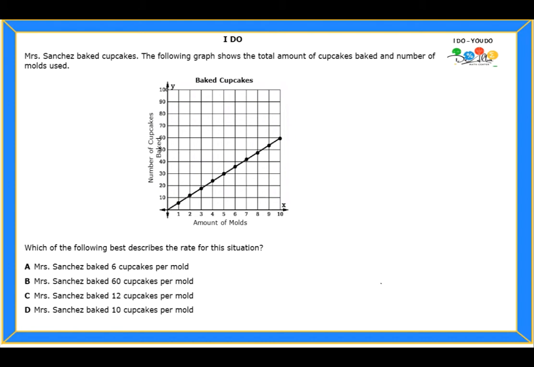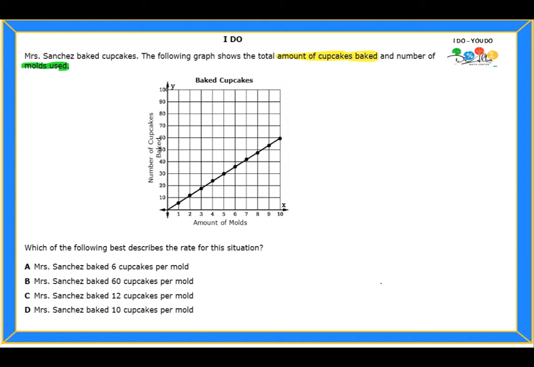Okay, so let's see what they are comparing here. It says that Mrs. Sanchez is baking cupcakes, right? And it's giving you some kind of graph for you to compare how many she bakes and the number of molds that she uses. Is that correct? So this one says the amount of cupcakes that she bakes, and the second thing is the number of molds that she used. Okay, so let's look at the graph.